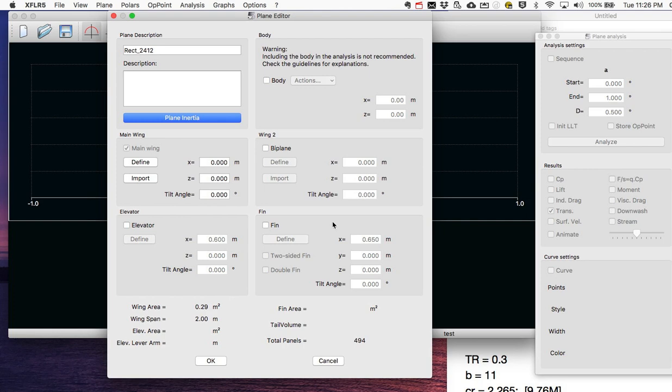So this is designed for building a whole plane, including the fuselage, which it warns you really not to do. The fin and elevator, which are both parts of the tail, we don't need that. We're just doing main wing in this case. So deactivate these, otherwise you'll have an issue. Main wing is on by default.